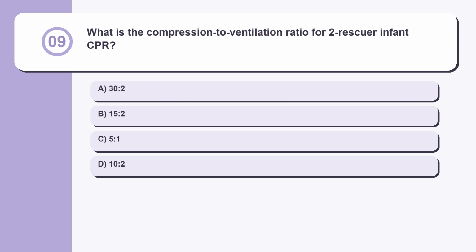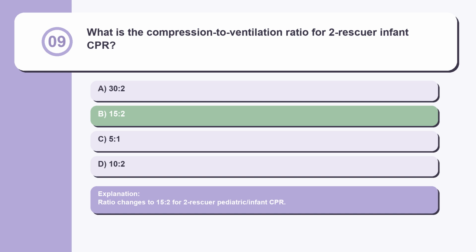Question 9. What is the compression to ventilation ratio for 2-rescuer infant CPR? 30:2, 15:2, 5:1, 10:2. Ratio changes to 15:2 for 2-rescuer pediatric or infant CPR.